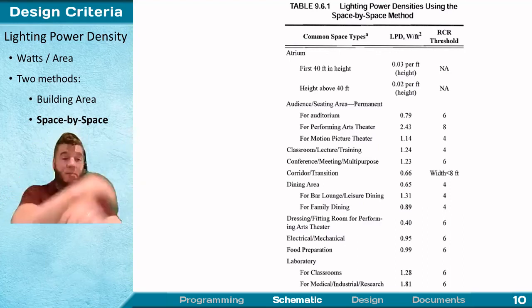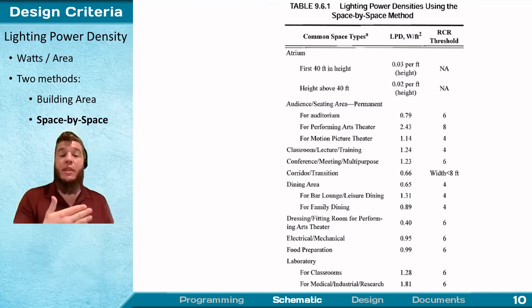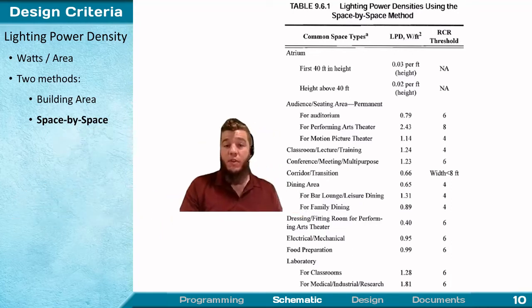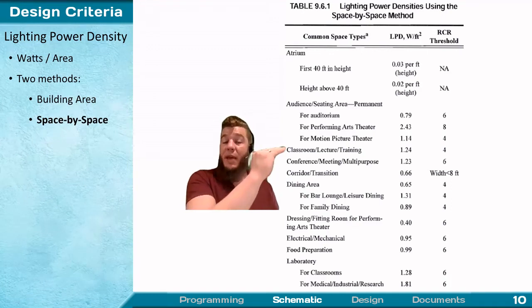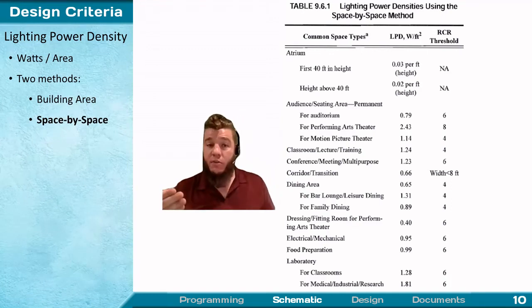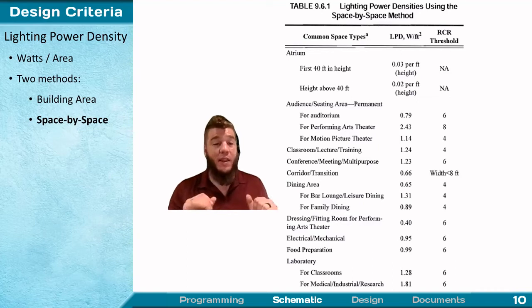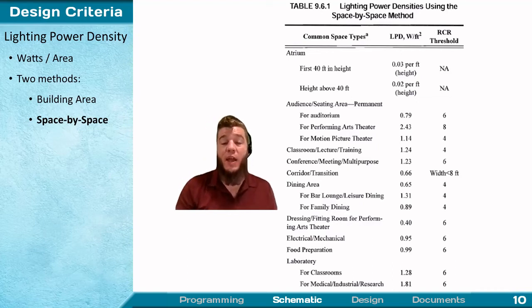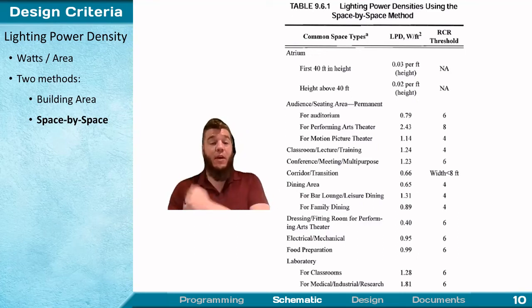Now, with the space by space method, instead of just looking at the whole building, you're defining each of the spaces within that building. For example, using a table like this, and you're going to calculate the allowed wattage in each space, sum that, and get your total allowed wattage for your entire building. Now, mind you, you're still allowed to trade wattage between spaces, even when you're using the space by space method. So this doesn't come at a penalty. And in fact, oftentimes the space by space calculation is going to give you a slightly higher wattage allowance than the building area method does.